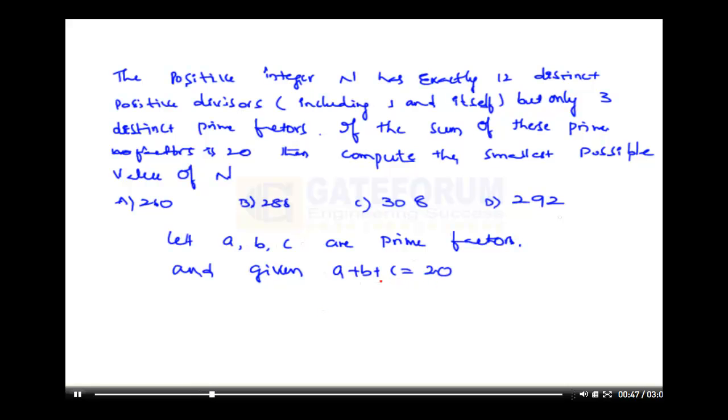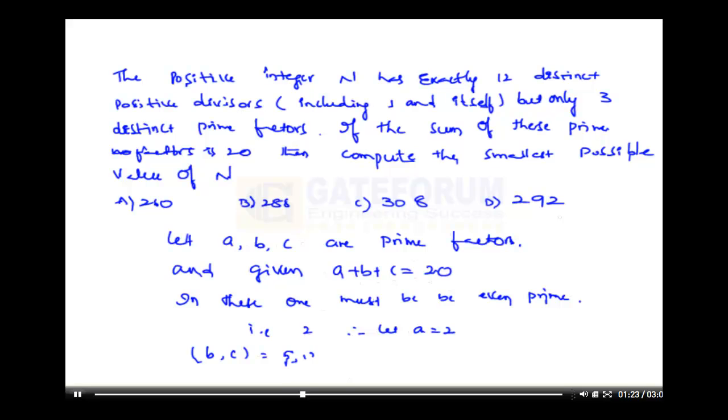If the sum should be 20, then one of these must be an even prime. The only even prime is 2. So let A be taken as 2 here, and the remaining two, B comma C, can be either 5 comma 13 or 7 comma 11. Only for these can the sum be 20.